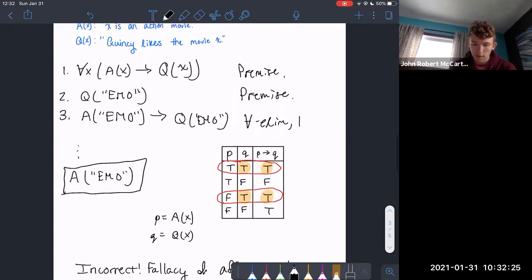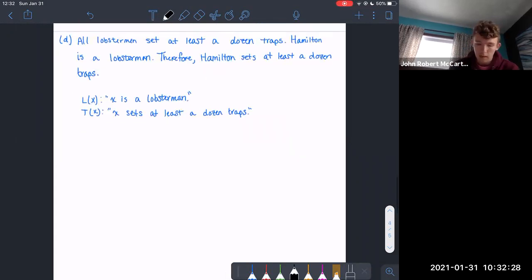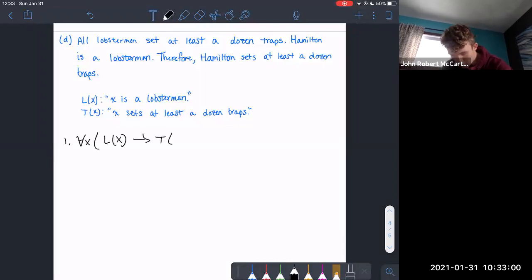All right, last example here. We have: all lobstermen set at least a dozen traps. Hamilton is a lobsterman. Therefore, Hamilton sets at least a dozen traps. So I've written the predicates L of x, where x is a lobsterman, and T of x, x sets at least a dozen traps. So the first sentence translates into for all x, if you are a lobsterman, L of x, then you set at least a dozen traps. So all lobstermen set at least a dozen traps.